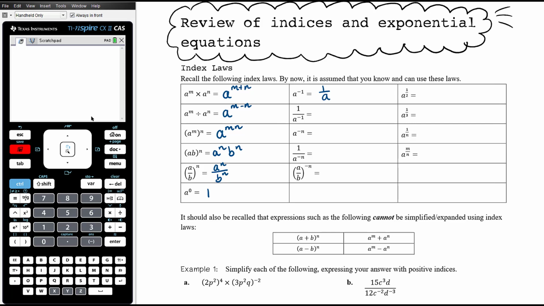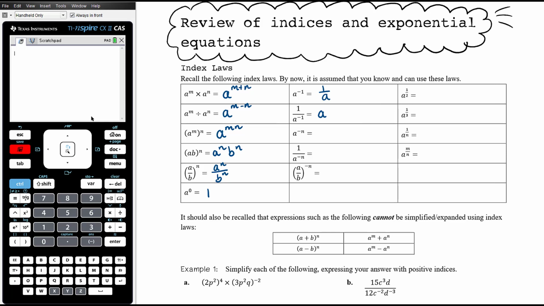So essentially the negative power we can think of as telling you I'm on the wrong side of the fraction. So if you've got a negative power on the numerator of a fraction, which is what we have here, it needs to go to the denominator with a positive power. If we have a negative power on the denominator of a fraction, it needs to go to the numerator, but with a positive power. So it becomes a to the power of positive 1 over 1, so it's just a.